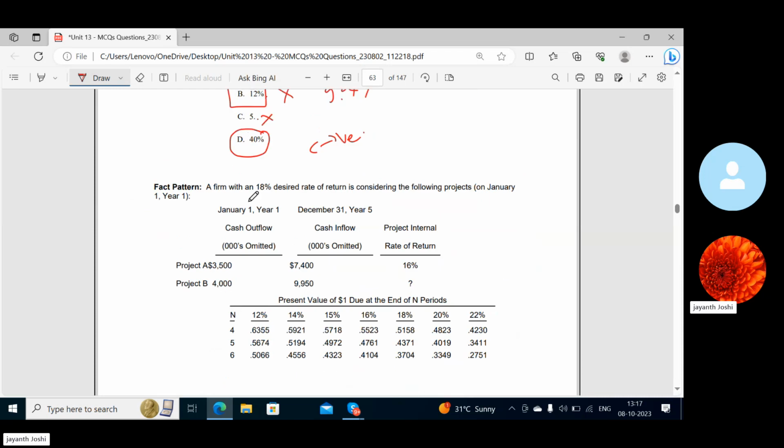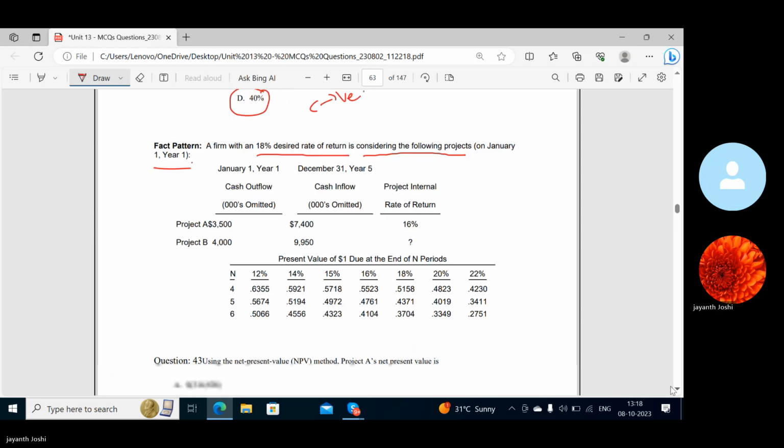A firm with an 18% desired rate of return is considering the following projects. On Jan 1st, year 1, the cash outflow is given. Project A has an investment of this much, Project B has an investment of this much, that is the outflow. The inflows are this much at the end of the year for both projects. And the IRR is given for this one, but for this one the IRR is not given.